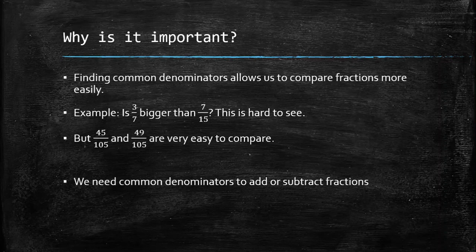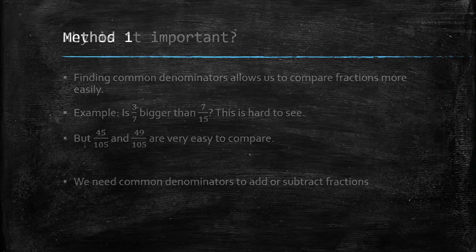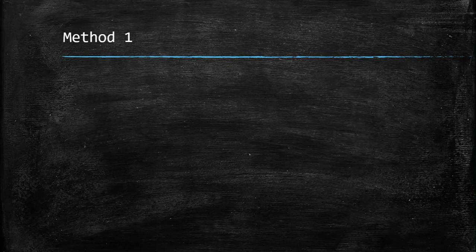The second reason is that we need common denominators to either add or subtract fractions, which will be the next thing that we do. We can't do it if we don't have a common denominator, and I'll talk more about that in the next video. But yeah, we have to be able to do that or else we can't add or subtract, and adding and subtracting are both kind of important. So we're going to have three methods to do this here.